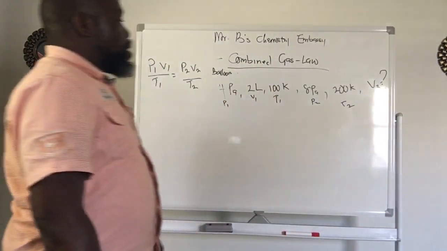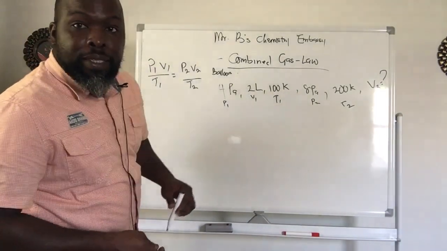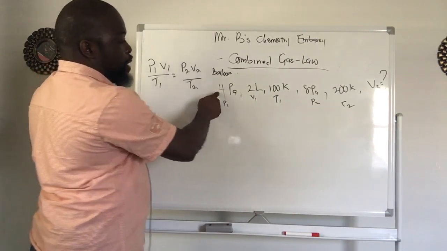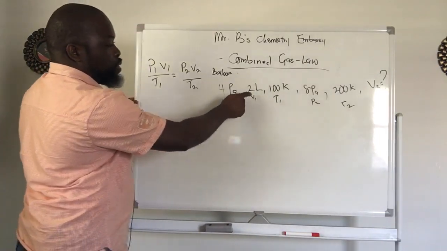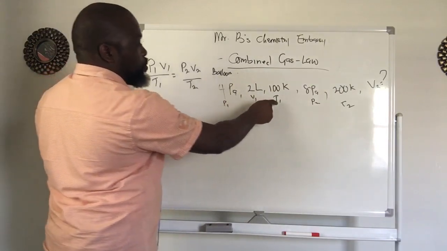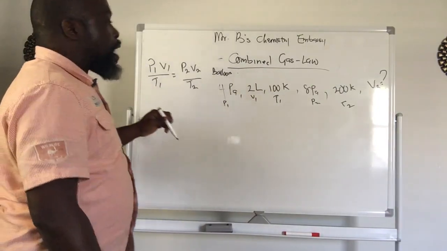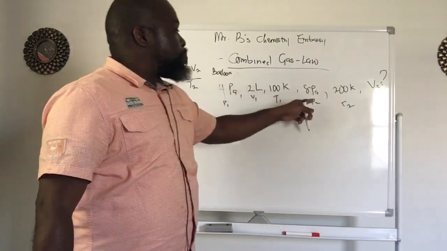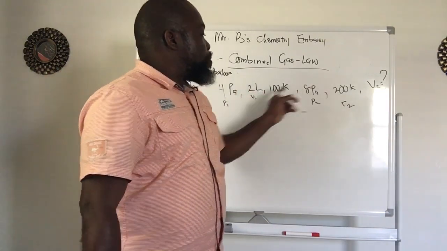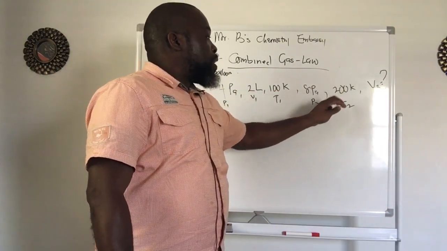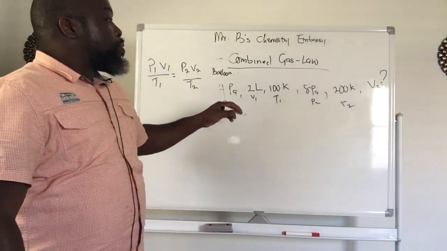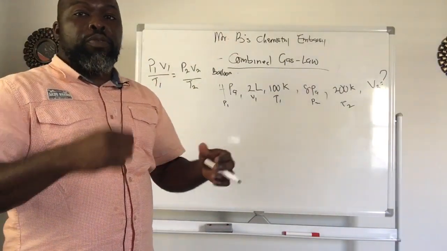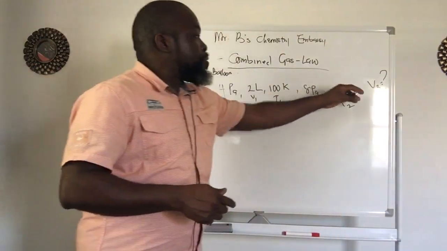We don't know. So we have a balloon whose pressure was 4 Pascal, and the volume was 2 liters at 100 Kelvin. Then the pressure was increased from 4 to 8 Pascal, and the temperature from 100 to 200 K. Now, what is going to be the volume of the balloon? How big or how small would the balloon actually be at this increase?